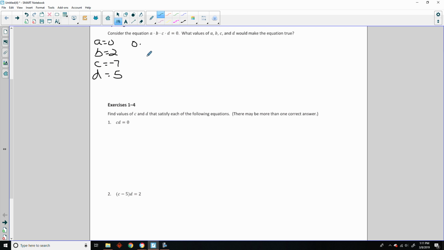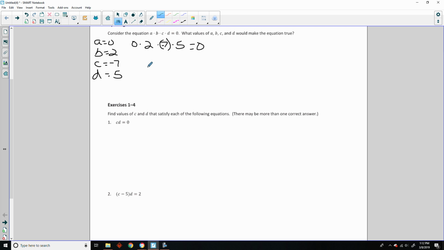Doesn't matter, any number. If A is 0, then it would be 0 times 2 times -7 times 5. Well, 0 times 2 is 0. 0 times -7 is 0. 0 times 5 is 0. So if A is 0, that would be true.